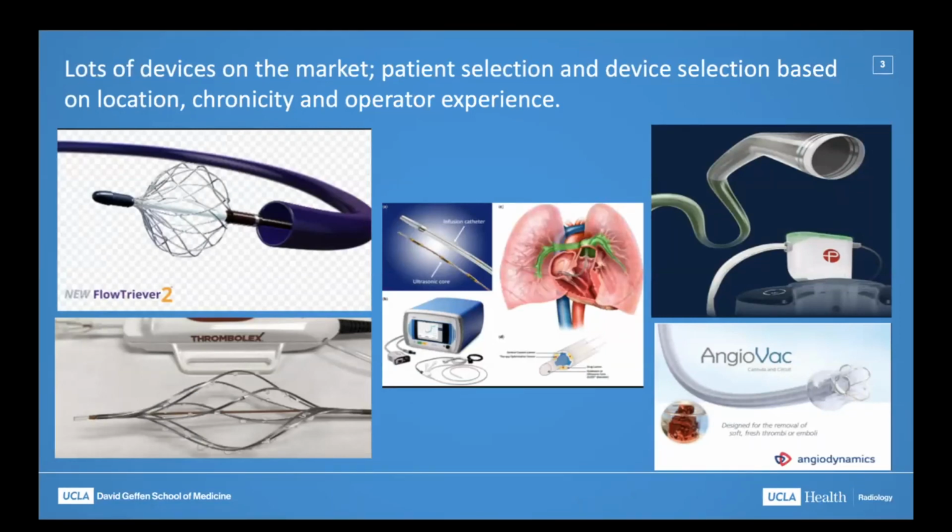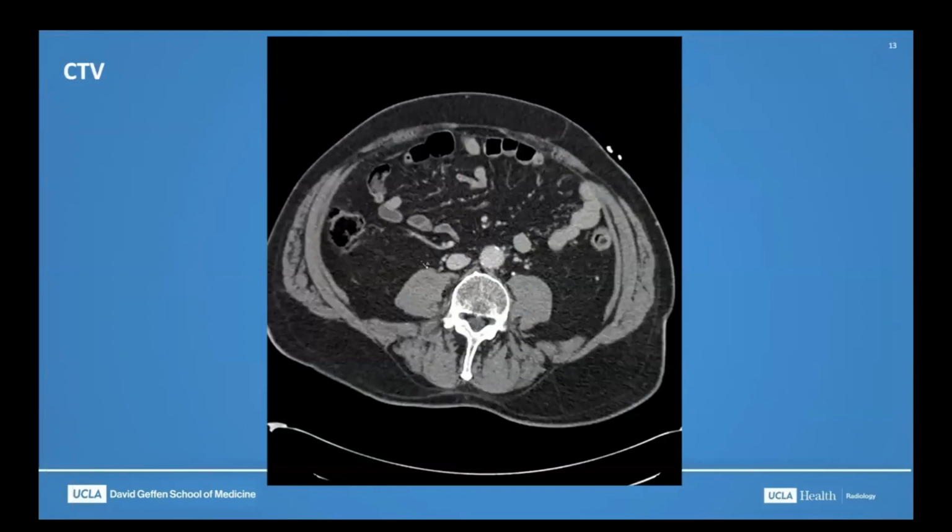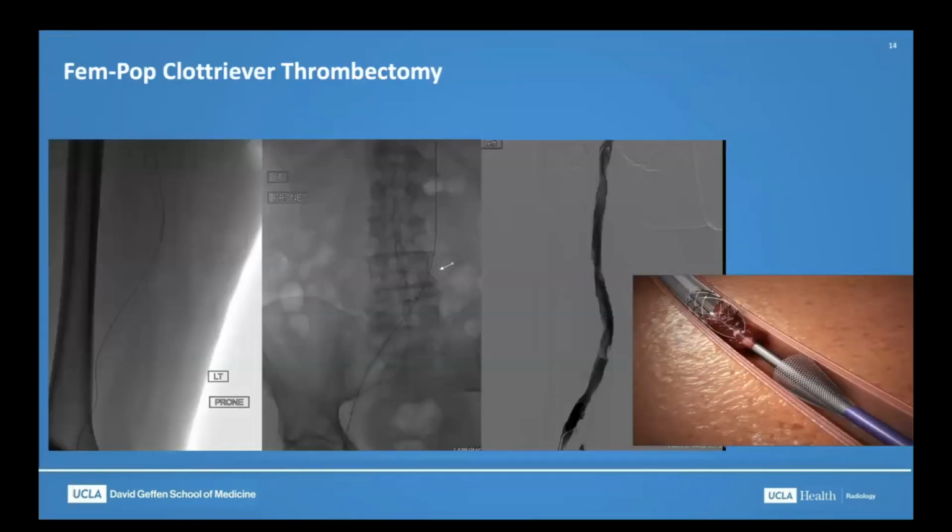Here's a bunch of devices that are on the market that you can use for removal of clot from the venous space. Here's just an example. I'm going to go quickly through this example. A typical patient, 70-year-old male, comes in, 2 days of leg swelling. It turns out he has a compression in his iliac vein that's causing clotting within his left leg.